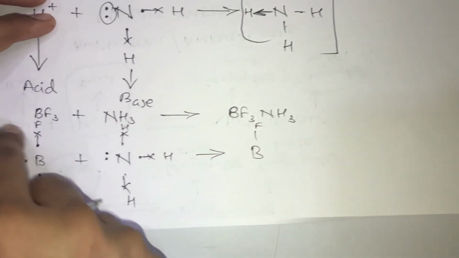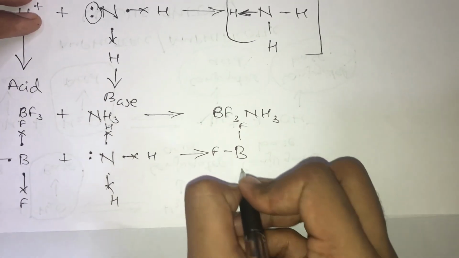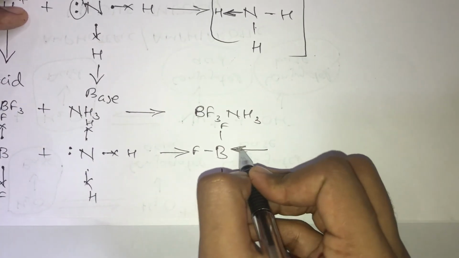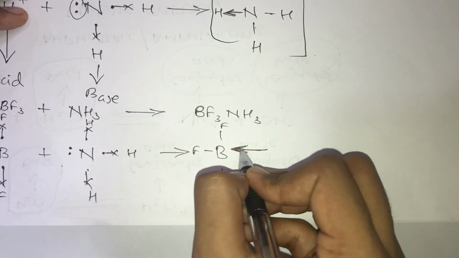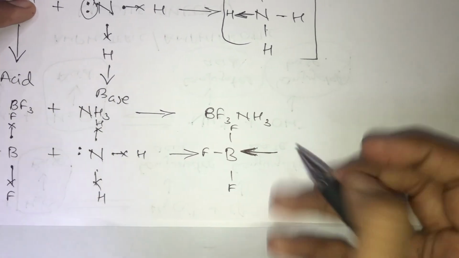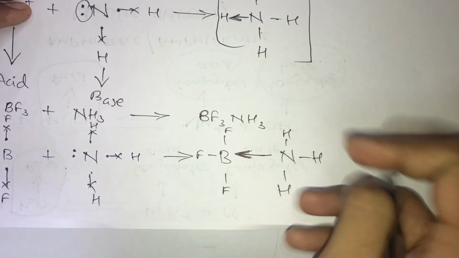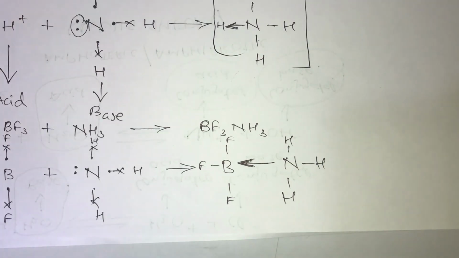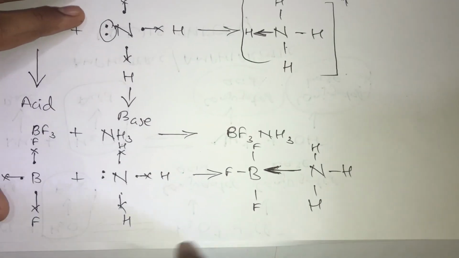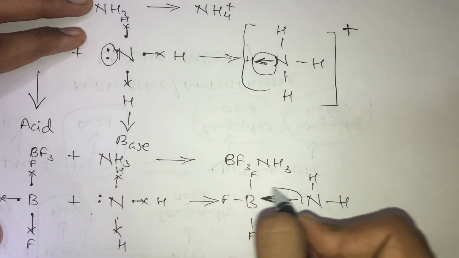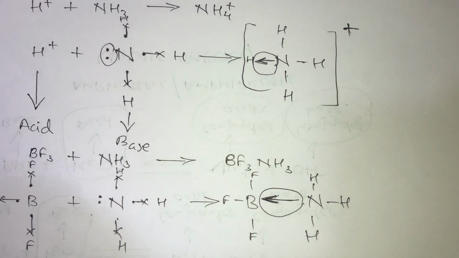This F, I am drawing the diagram as it is, and this N is going to share a coordinate bond, my bad. It is going to share a coordinate bond, and this is your compound formed. So if you see, in both the cases there is involvement of a coordinate bond. And what is a coordinate bond? A coordinate bond is a bond where both the electrons are being shared by one compound.